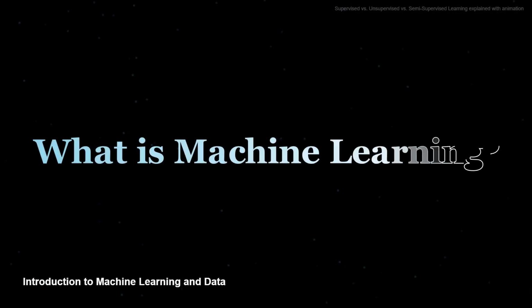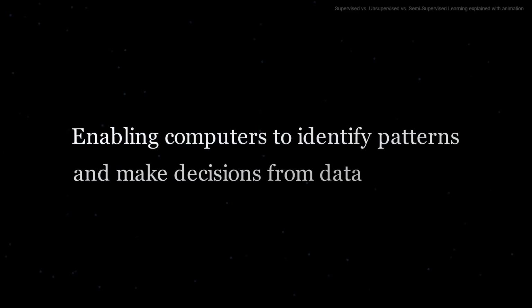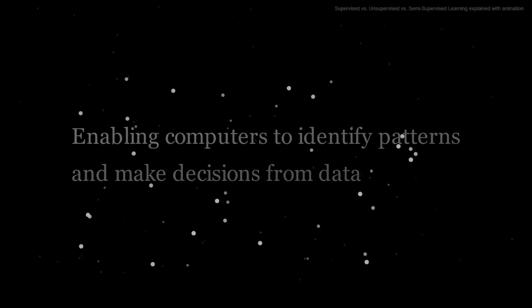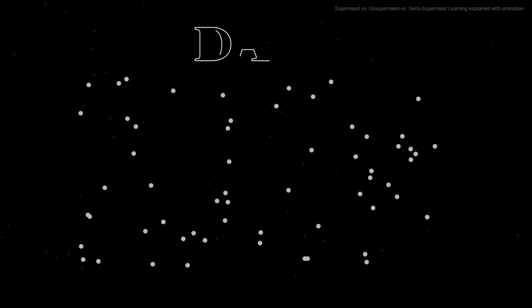Welcome to an exploration of how machines learn. At its heart, machine learning is about enabling computers to identify patterns and make decisions from data, rather than being explicitly programmed for every single task. Think of it as teaching a computer through examples.